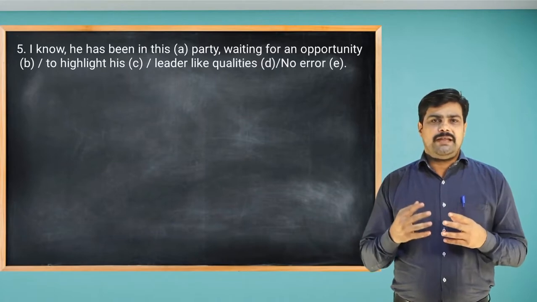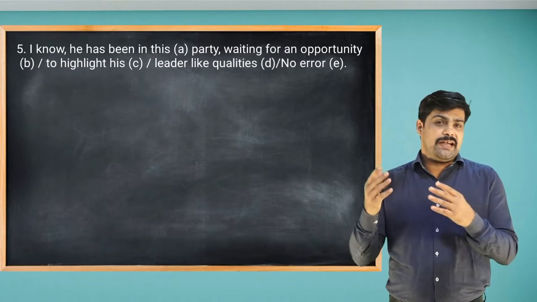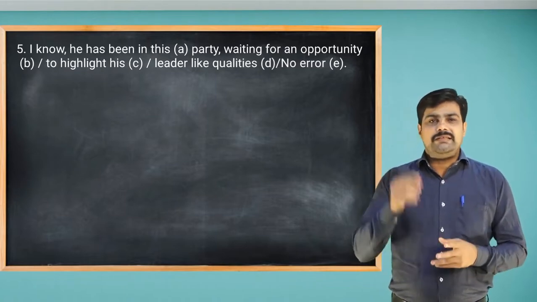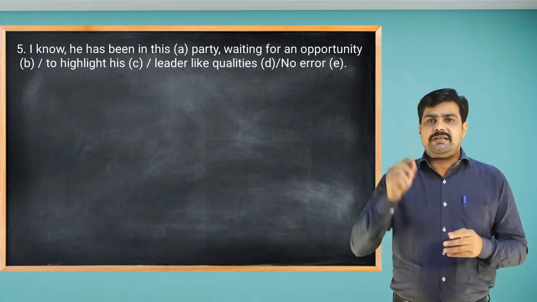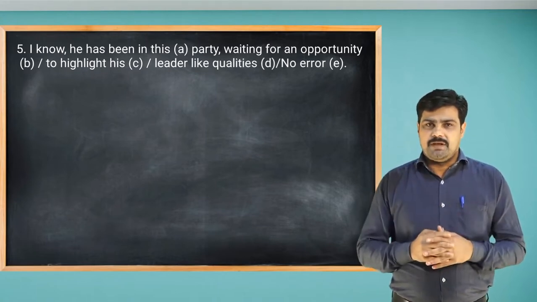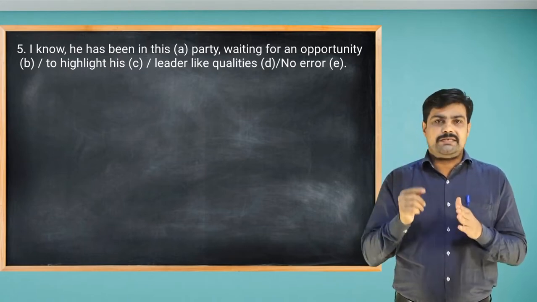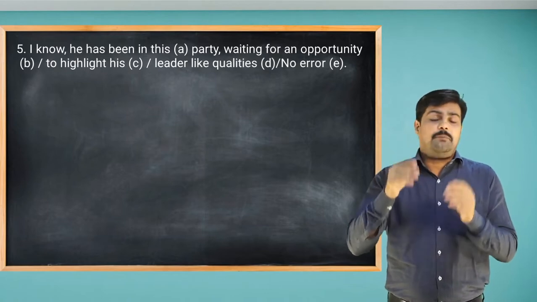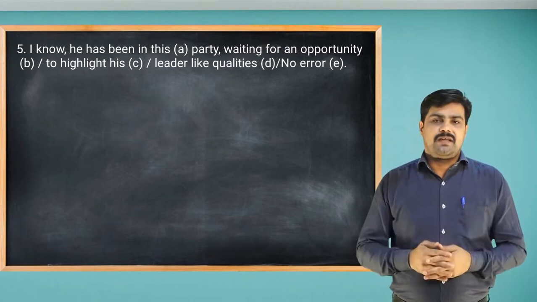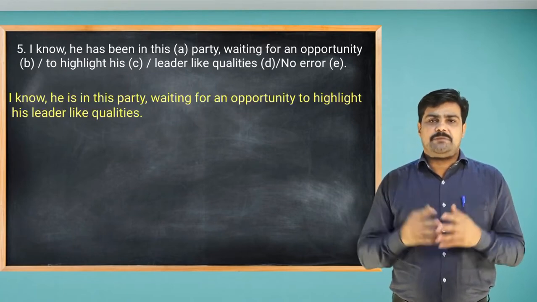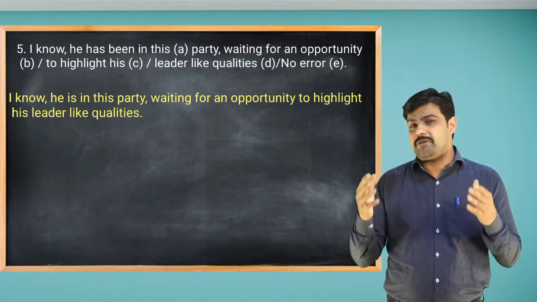Now let's take another sentence. I know he has been in this party waiting for an opportunity to highlight his leader-like qualities. Well, in this sentence, the use of has been is irrelevant because there is no time duration. So this sentence should be simply in continuous tense. To correct this sentence, use is in place of has been and say this sentence as, I know he is in this party waiting for an opportunity to highlight his leader-like qualities.